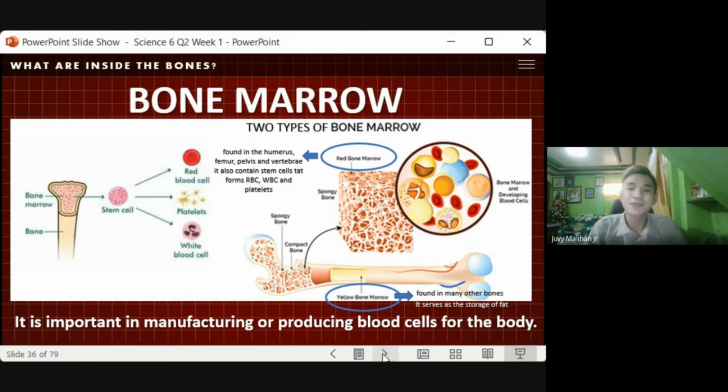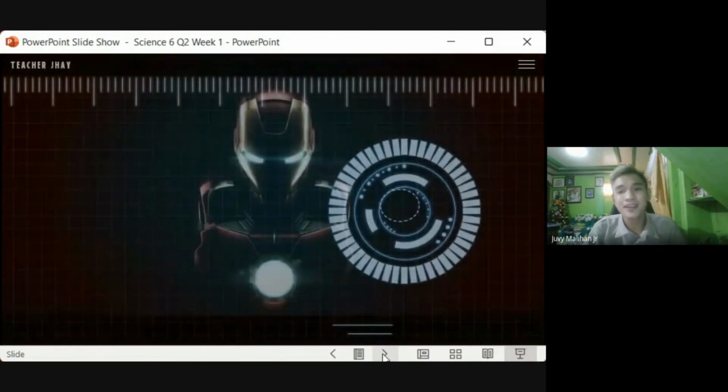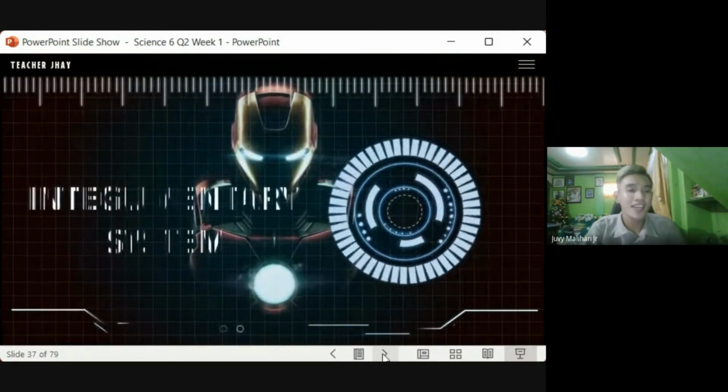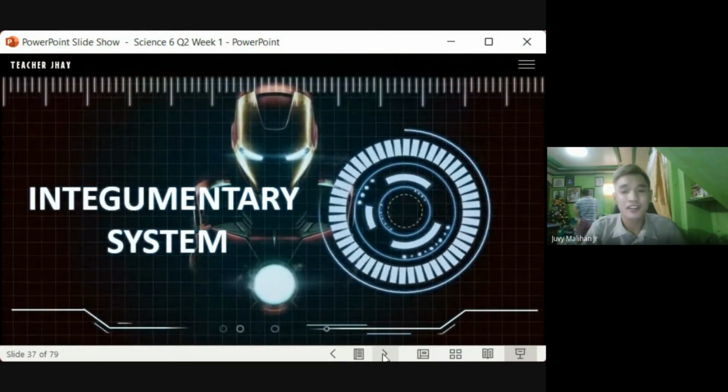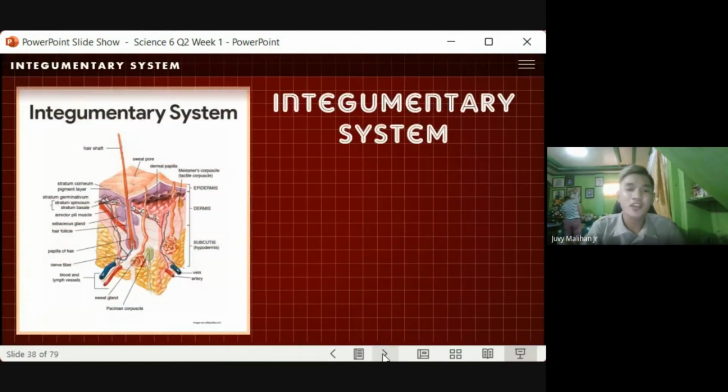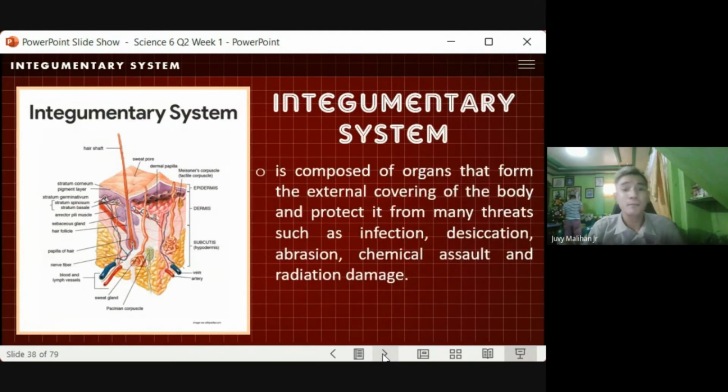Okay, now let's proceed to the next system, and that is the integumentary system. Now, what is integumentary system? When we say integumentary system, it is composed of organs that form the external covering of the body and protect it from many threats such as infection, desiccation, abrasion, chemical assault, and radiation damage.